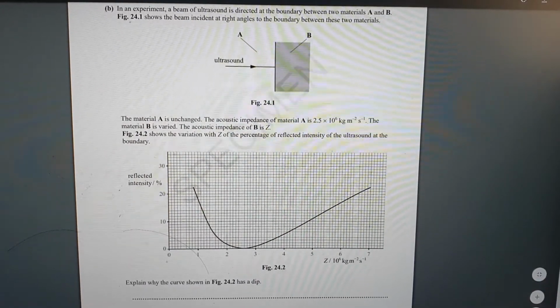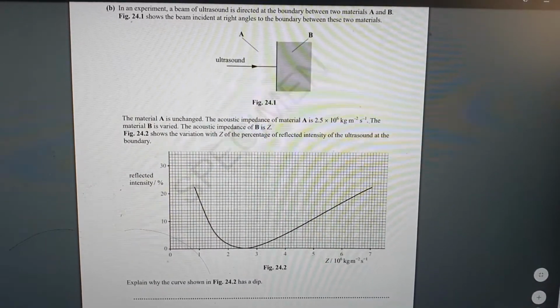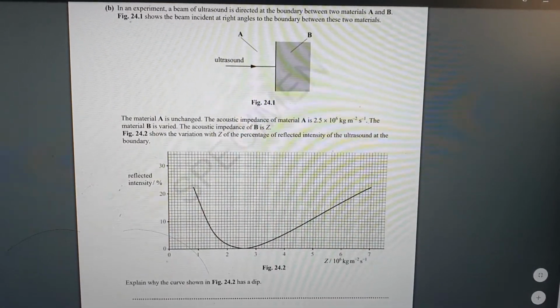Okay, so for today, we are looking at another ultrasound question. Let's read it out. In an experiment, a beam of ultrasound is directed at the boundary between two materials A and B. Figure 24.1 shows the beam incident at right angles to the boundary between these two materials. The material A is unchanged.